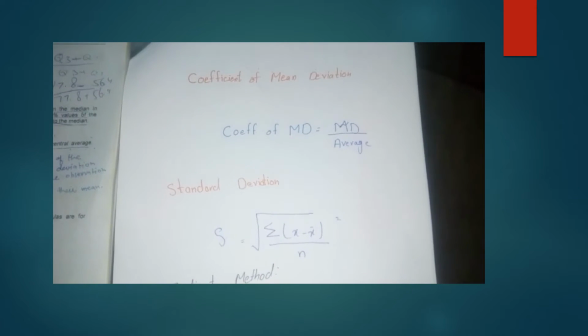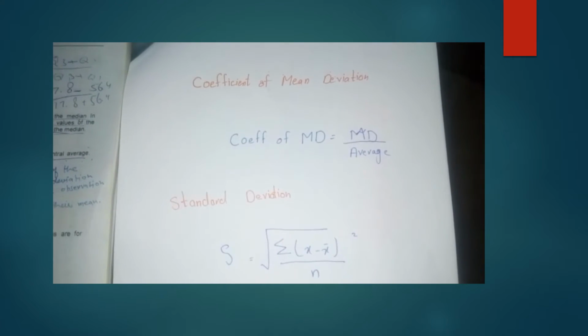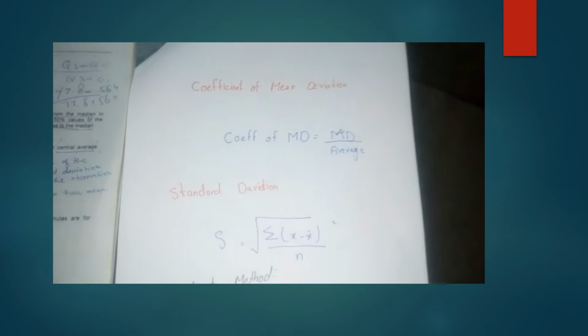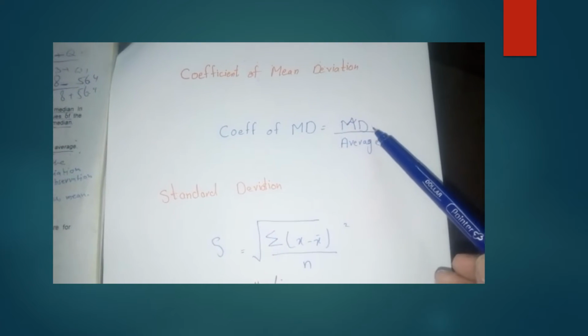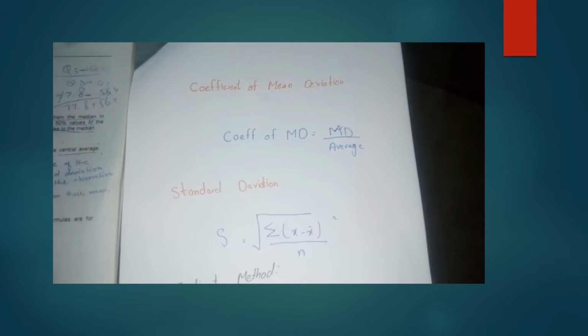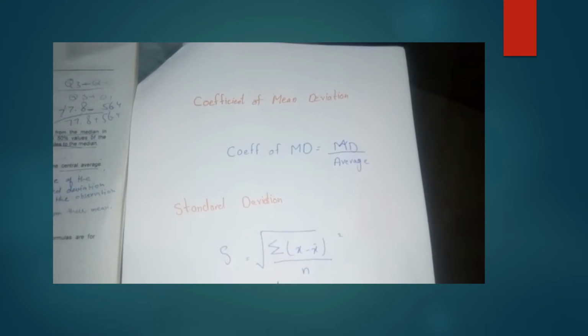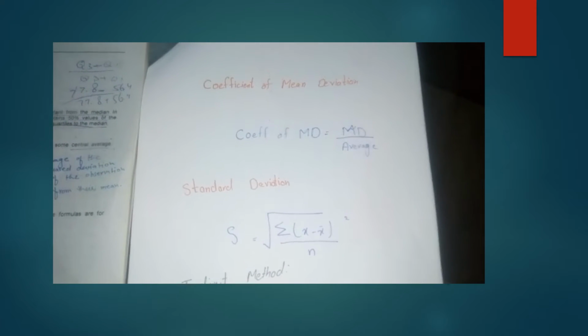In our last lecture, we discussed mean deviation, and today we will discuss the coefficient of mean deviation. Here is the formula of the coefficient of mean deviation: mean deviation divided by average, and average is the arithmetic mean or median. So we will calculate the coefficient of mean deviation.